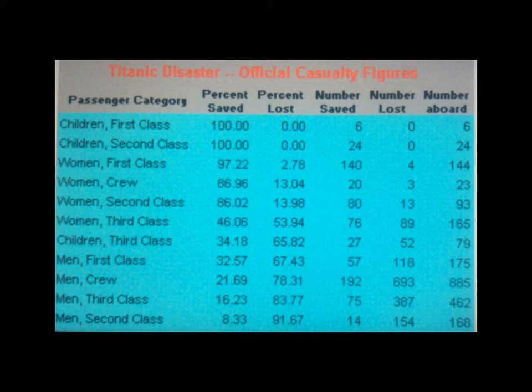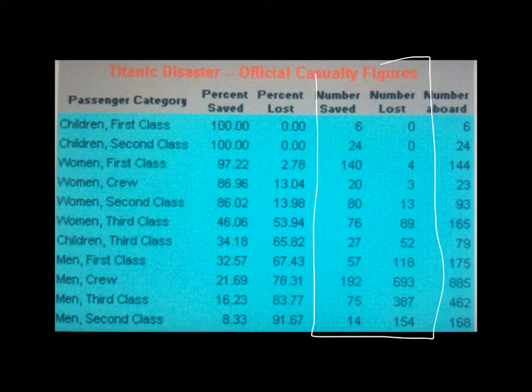When looking at categorical data and how to graph it, here's an example of data taken from the Titanic. Really, I'm going to look at just this portion of the table. We say, okay, it's categorical because it's talking about how many children were in the first class. There are a total of 6, and then it's broken down with these other 2 categories.